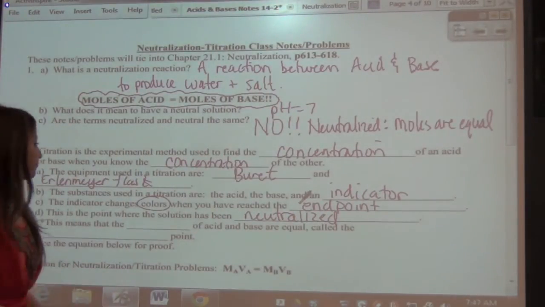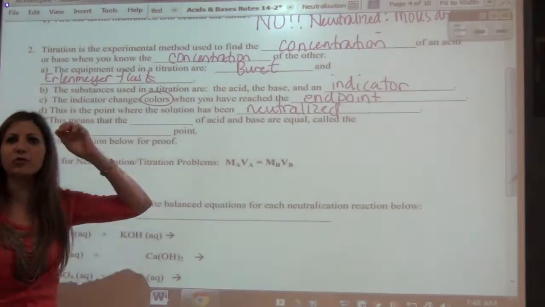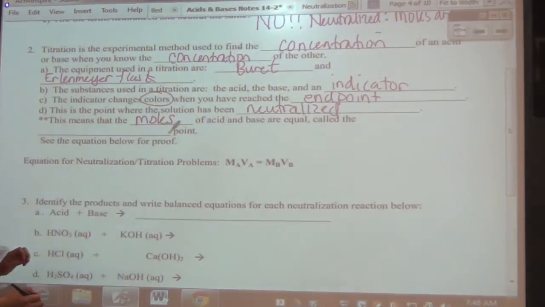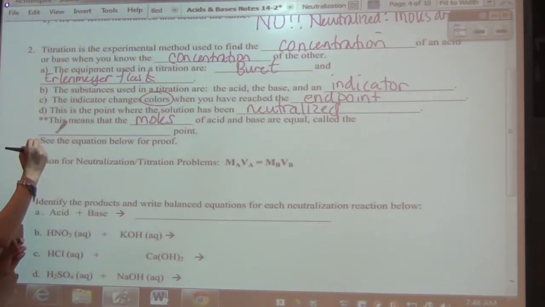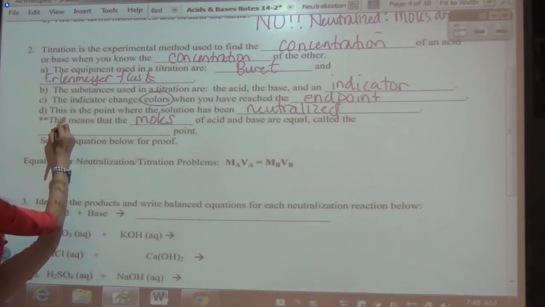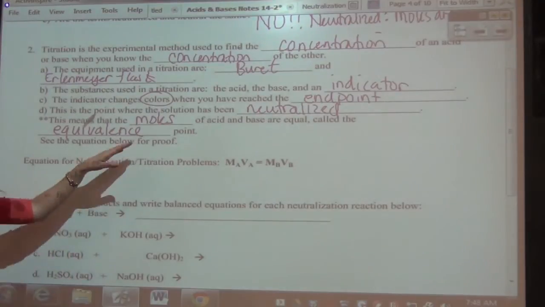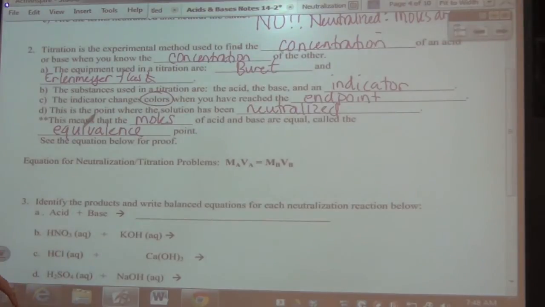So this means that the moles of acid and base are equal once it's neutralized. What are equal to each other? Moles. Nice. The moles of the acid and the base are equal to each other. And it kind of sounds like equal. They call it, anybody want to guess? EQUIV is the beginning of it. Equivalence point. Awesome. They call this the equivalence point. Okay? So the end point is when the color changes. The equivalence point is when they're equal to each other.